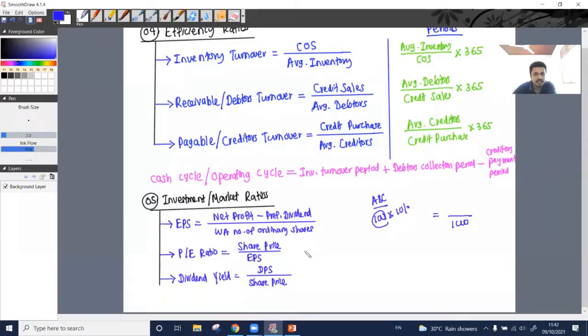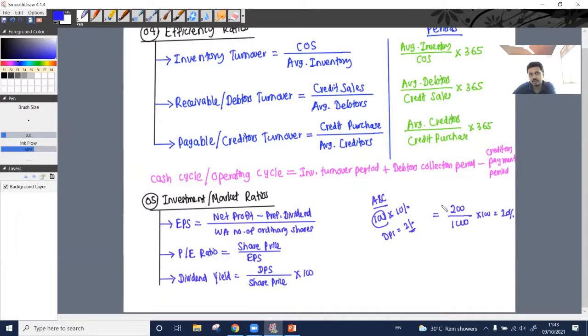Right. Suppose they pay a dividend of 2 rupees per share. Dividend per share. On average, they pay 2 rupees per share. So what is the total dividend I get for the year? 2 per share, and I have 100 shares, so I get a dividend of 200. Then what is the dividend yield? If we express this as a percentage, that is 20%.